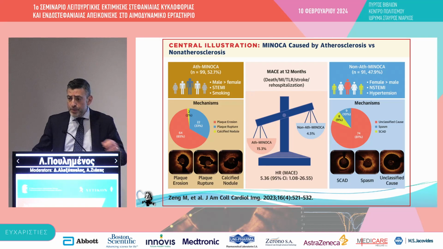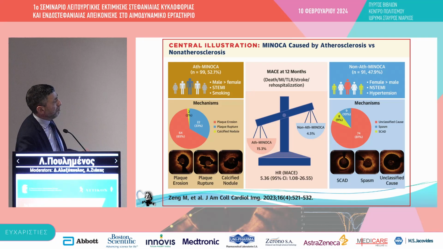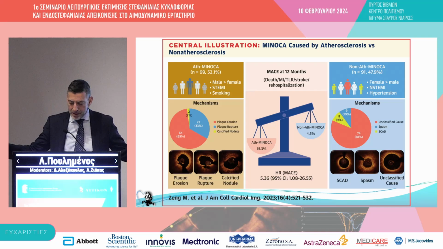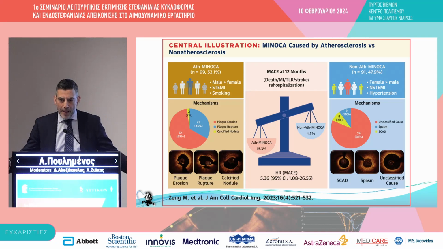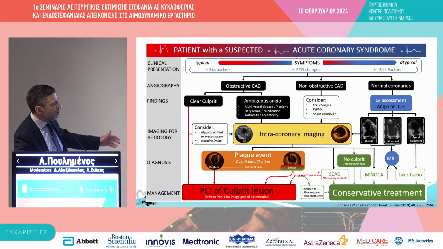The prognostic implication is totally different for atherosclerotic MINOCA, meaning plaque erosion, plaque rupture, or calcified nodules, as we said before, than for non-atherosclerotic MINOCA: SCAD, spasm, or unclassified cause. It's 5 times the risk for MACE for patients that have atherosclerotic MINOCA, apart from the decision that they have to take DAPT or anti-atherosclerotic drugs. So if we have to solve all these things in an algorithm, it's very good.